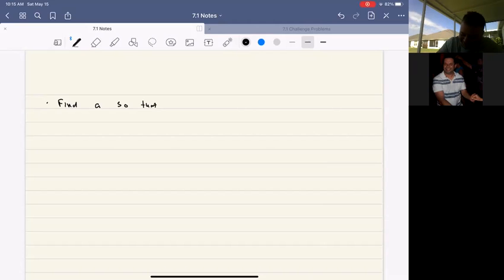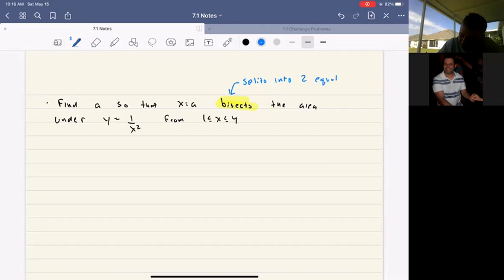All right, find A so that x equals A bisects the area under y equals 1 over x squared from x going from 1 to 4. Okay, so this word bisects, that means splits in two. Splits into two equal parts.